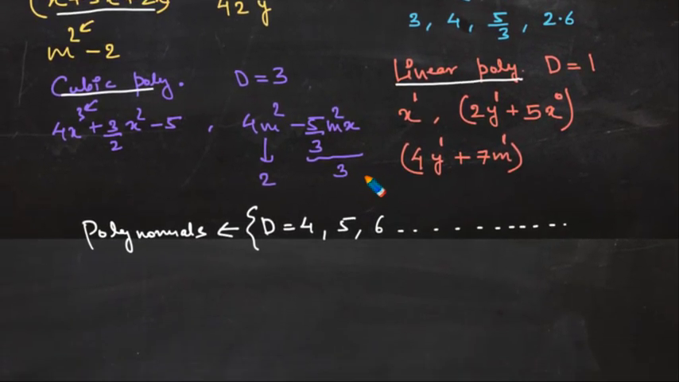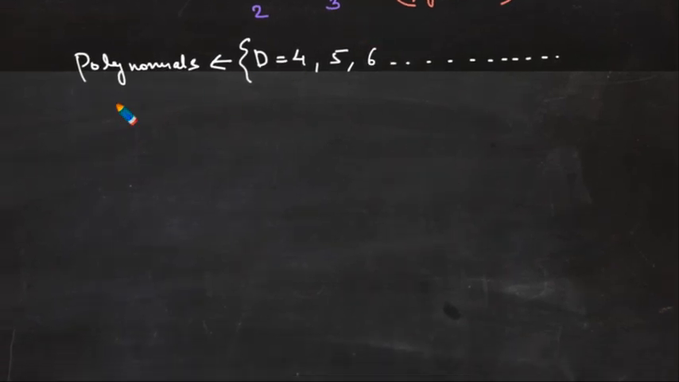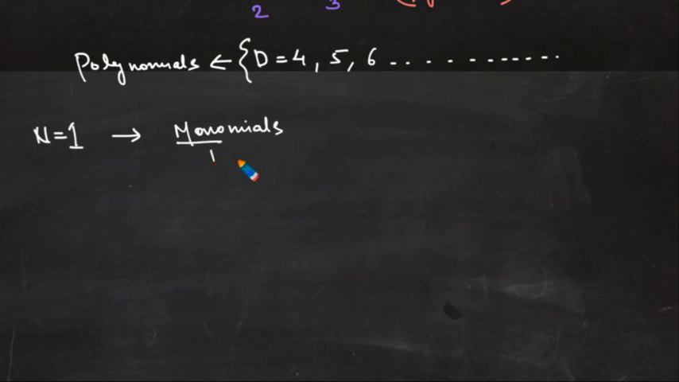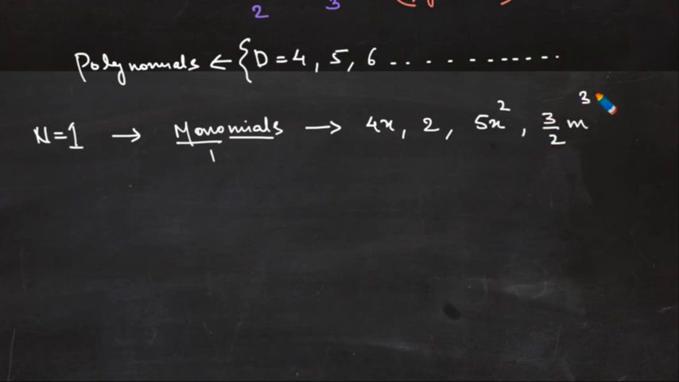So as we discussed, the classification can also be done based on the number of terms. Let's say the number of terms is equal to 1. Such polynomials are known as monomials. Mono means 1, and then the rest. So if the number of terms is equal to 1, such polynomials are known as monomials. For example, 4x, or 2, 5x square, 3 by 2, m to the power 37. All these polynomials have just one term. So that's why they are called monomials.